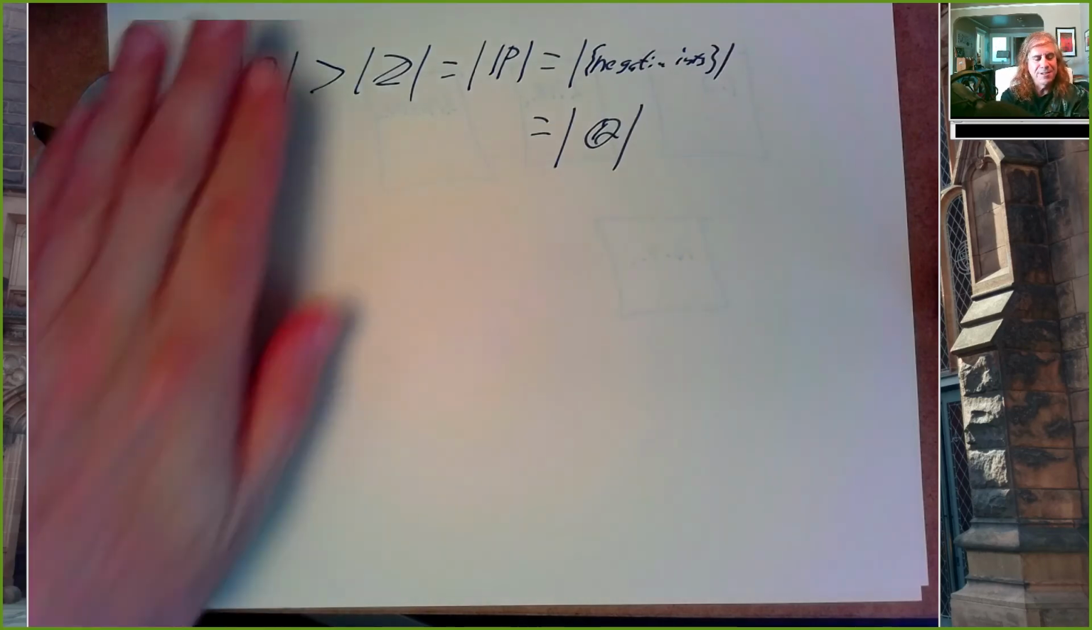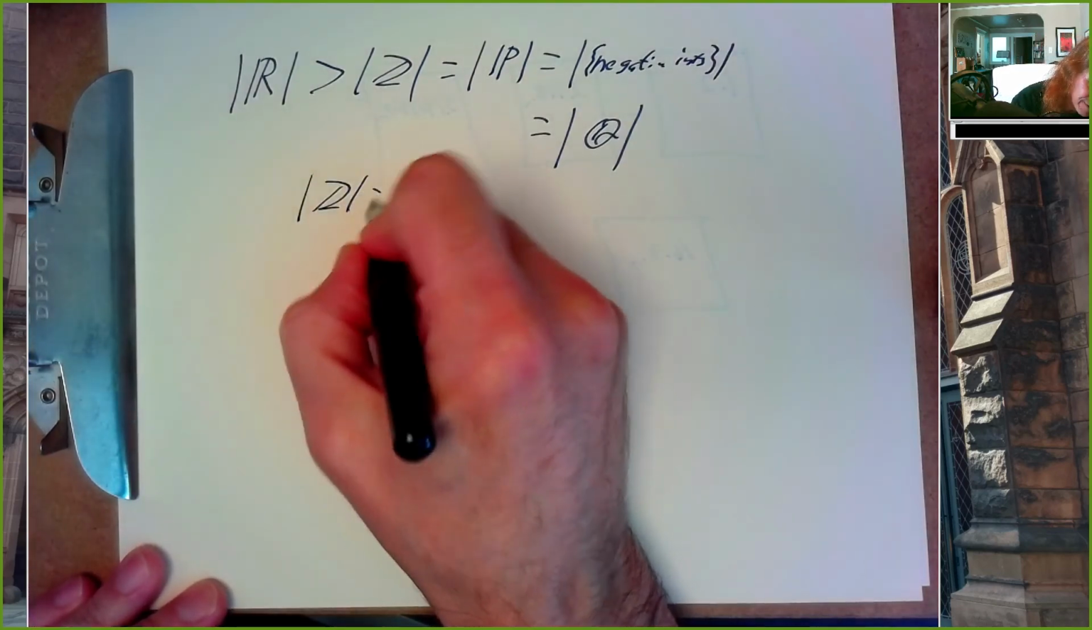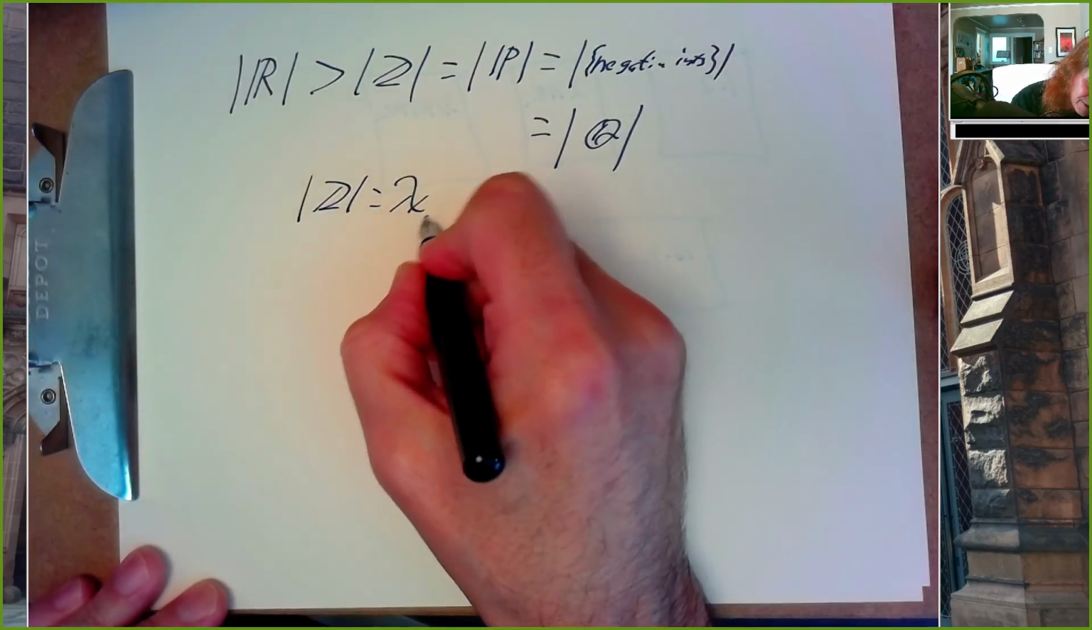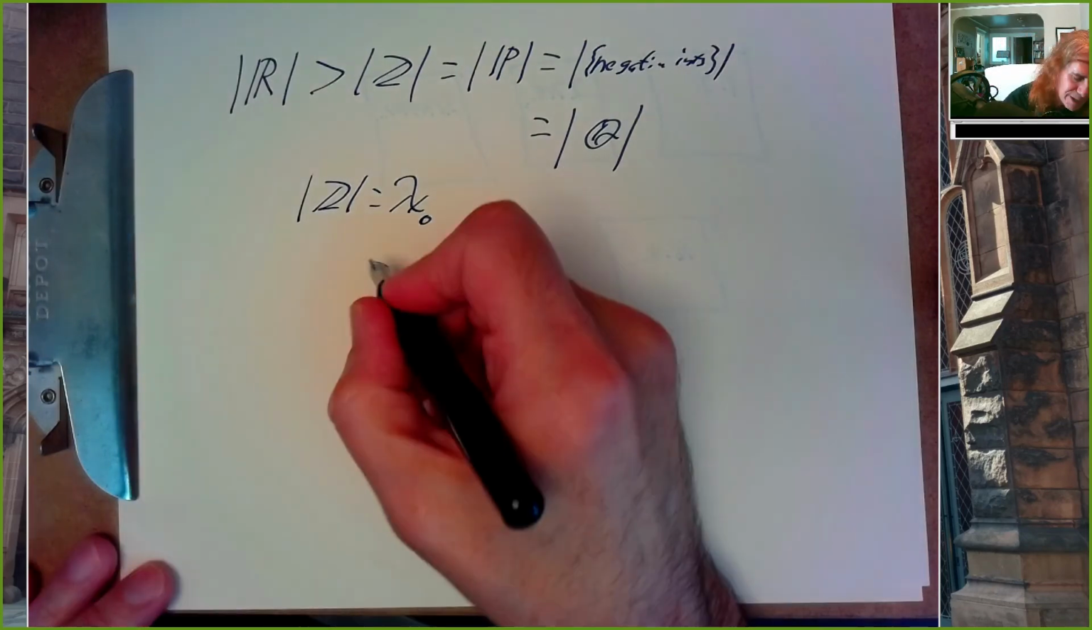Now, a lot of things have the cardinality of the integers, and so we have a symbol for that. And the symbol is called aleph naught. My alephs aren't pretty. If you see this written properly, it's a really cool looking symbol. But aleph naught.